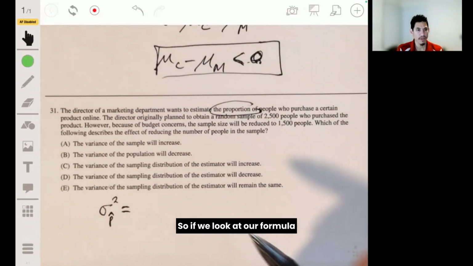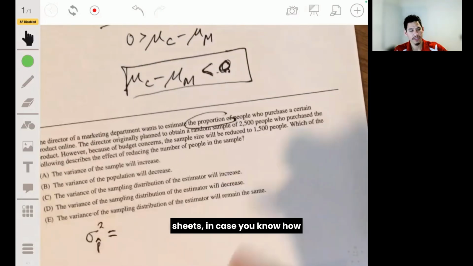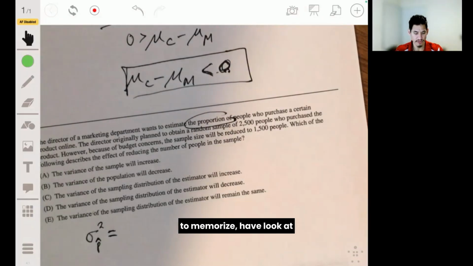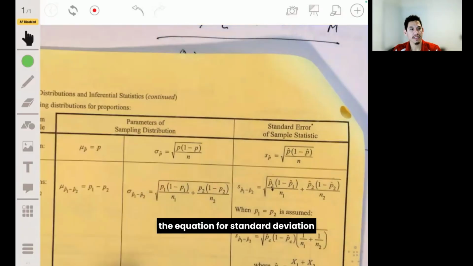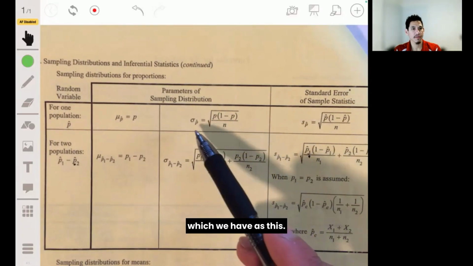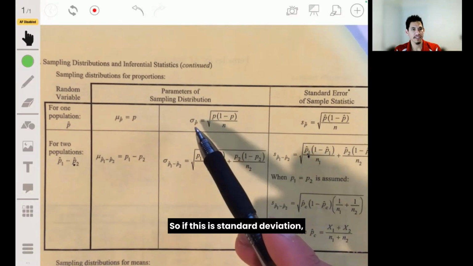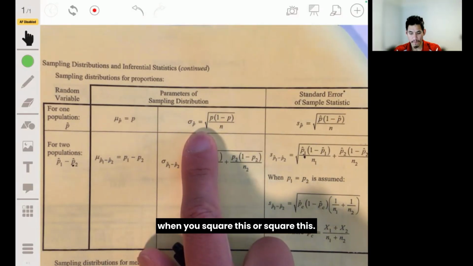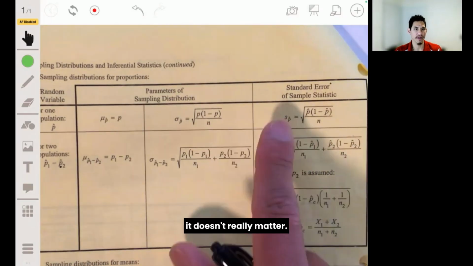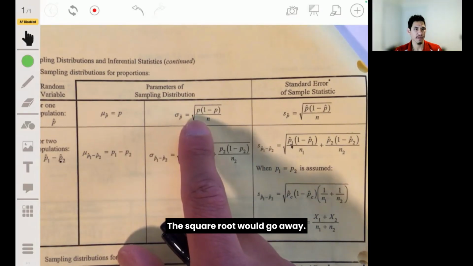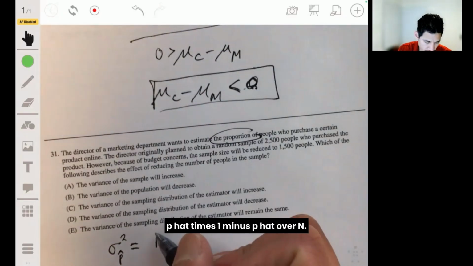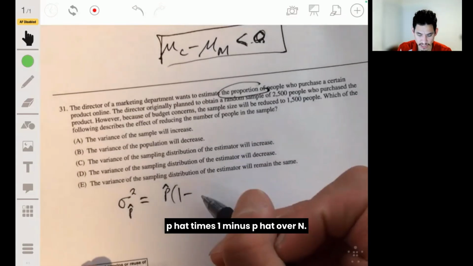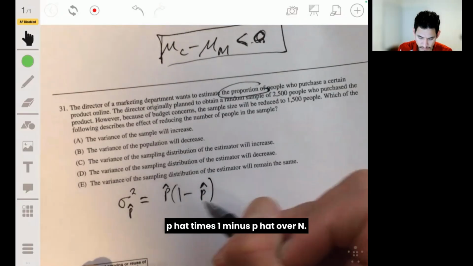If we look at our formula sheet, in case you don't have it memorized, you do not have to have it, look at the equation for standard deviation, which we have as this. When you square this, the square root would go away. So this would just be equal to p hat times 1 minus p hat over n.